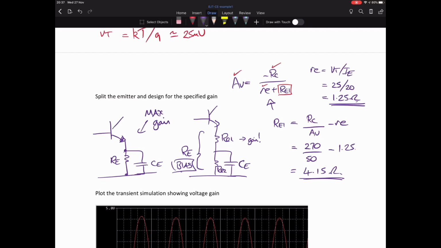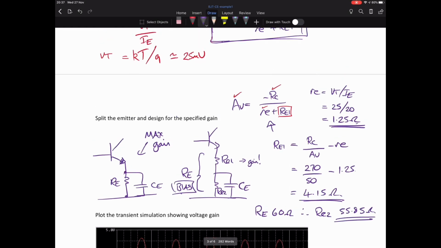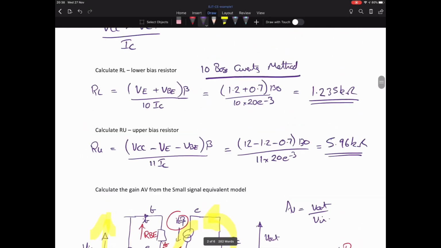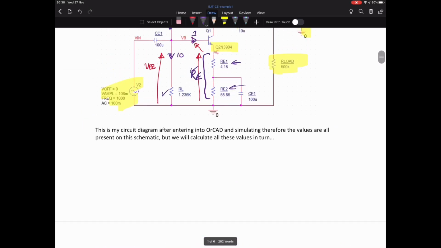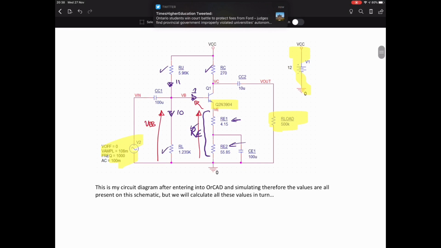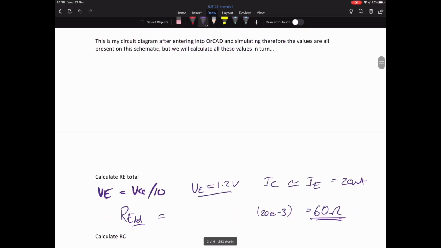So there's my first emitter resistance done. My total resistance, RE total, was 60 ohms. So 60 minus 4.15 gives us 55.85 ohms. That's splitting the emitter into two parts. Together they make the bias; the 4.15 ohm resistor sets the gain. Now if I go back to my schematic diagram, I can tick off what I've done: the emitter resistance 1 and the emitter resistance 2. So effectively my design is now complete.